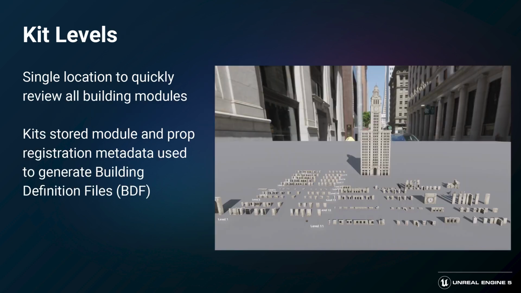I've mentioned kits a few times so far. So what the heck is a kit? Think of it like a lens kit or a shaving kit. A kit is a single location to organize all of the building modules, a quick way to review the module's geometry, the look development, and to see how all the pieces fit together to make a building. These kits lasted the entire life of the project and were used as the work area to develop the buildings.